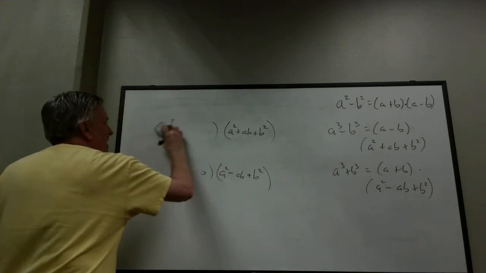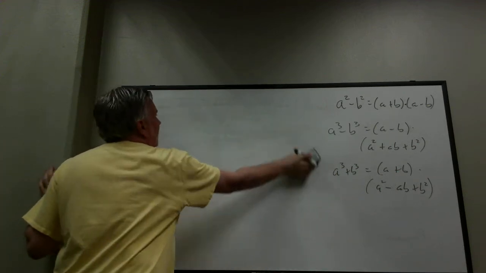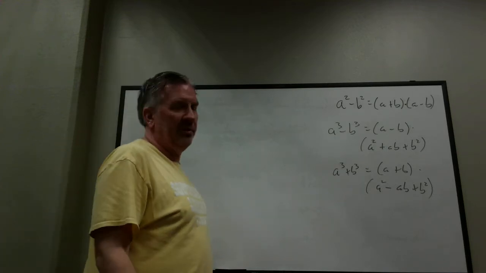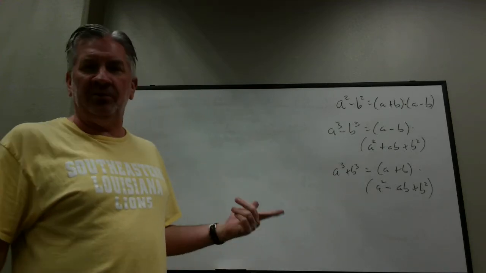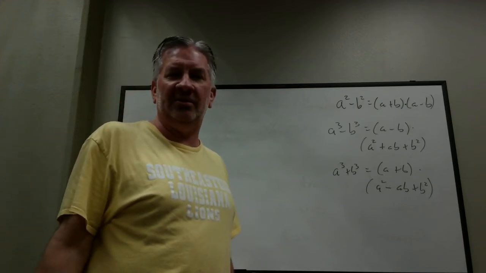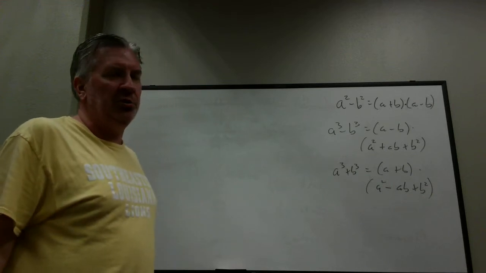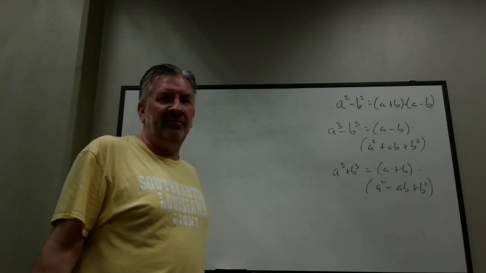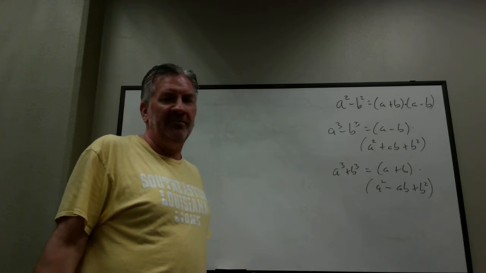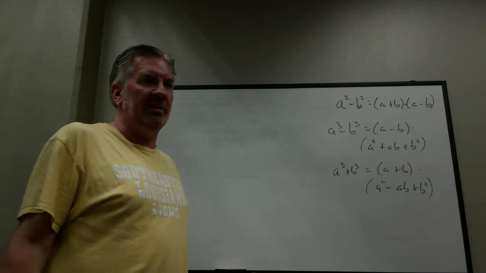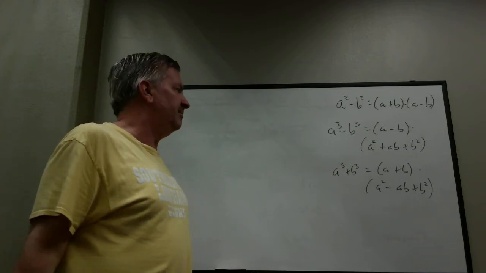Okay? It also would be helpful to recognize common squares and cubes. What are the squares? 1, 2 squared is 4, 3 squared is 9, 4 squared is 16, 5 squared is 25, etc. Now what about the cubes? 1 cubed is 1, 2 cubed is 8, 3 cubed is 27, 4 cubed is 64, 5 cubed is 125. Okay, so you might want to get familiar with some of those common numbers.